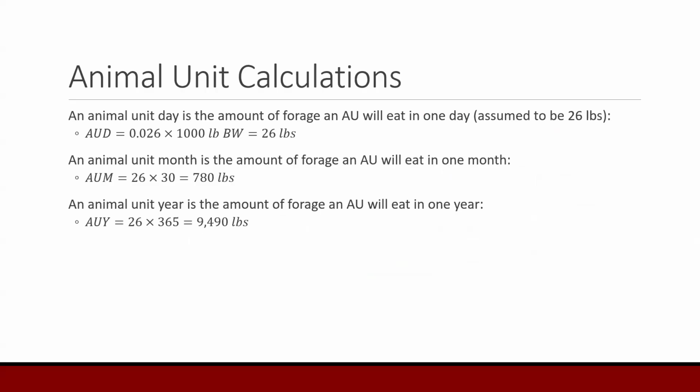All right. So we just talked about this. An animal unit day is how many pounds of forage one animal unit will consume in a day. So we assume this to be 2.6% of body weight, or 26 pounds. An animal unit month is how many pounds of forage one animal unit will eat. So 26 times 30 is 780. So an animal unit year, 26 times 365. An animal unit over 1 year will eat 9,490 pounds.